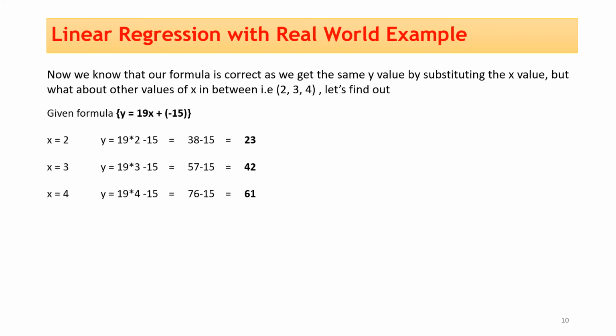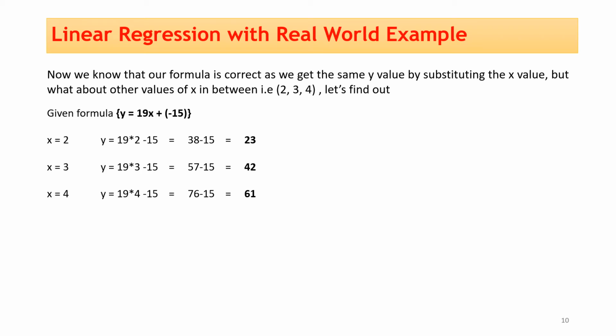Now the given formula is y equals 19x minus 15. So when x equals 2, let's put the value of x equals 2 in this equation. So y equals 19 into 2 minus 15, and 19 into 2 is 38. So 38 minus 15 is equal to 23, which means our second value is equal to 23.